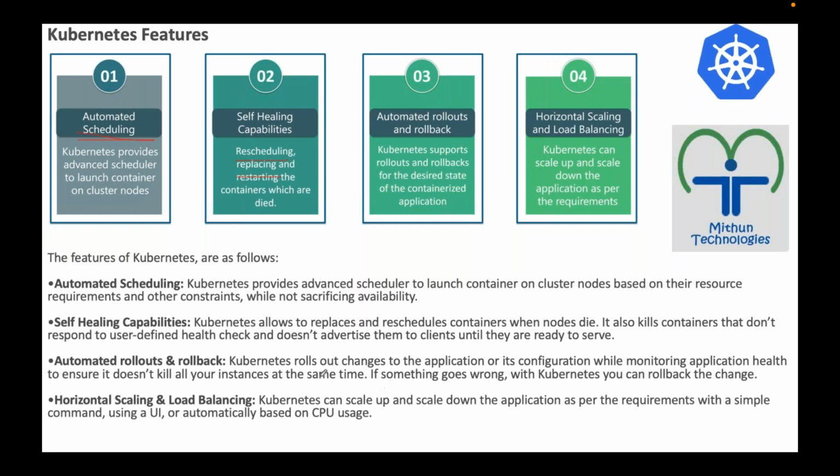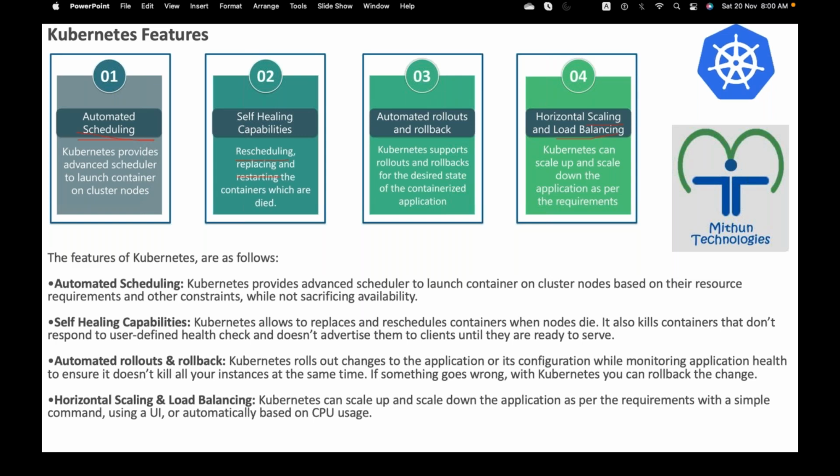And also Kubernetes supports scaling and load balancing, same as Docker Swarm. What is the meaning of scaling? Increasing and decreasing the number of replicas as per the requirement, as per the load.